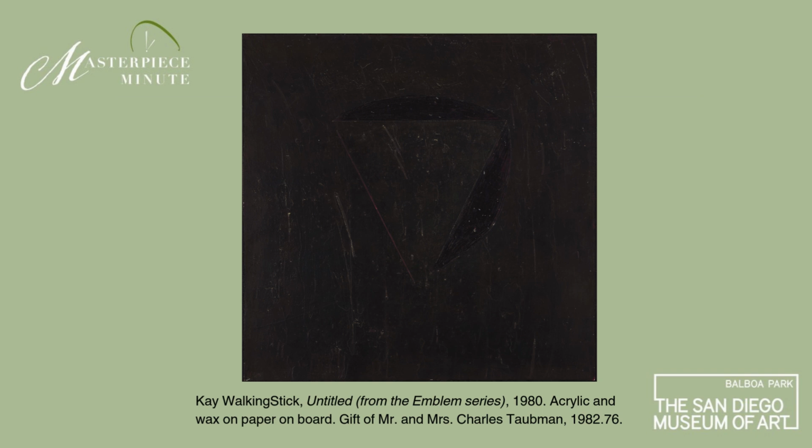How does an artist take the language of geometric abstraction to make a meaningful and even emotional connection? In Kay Walkingstick's early work from the 1970s and early 1980s, exemplified by a piece from her Emblem series in SDMA's collection, traditional materials and meticulous technique come together, creating work that is as much about surface and structure as it is about memory and mourning. Today, we'll explore how Walkingstick's innovative use of materials and forms shaped a searingly resonant visual vocabulary.